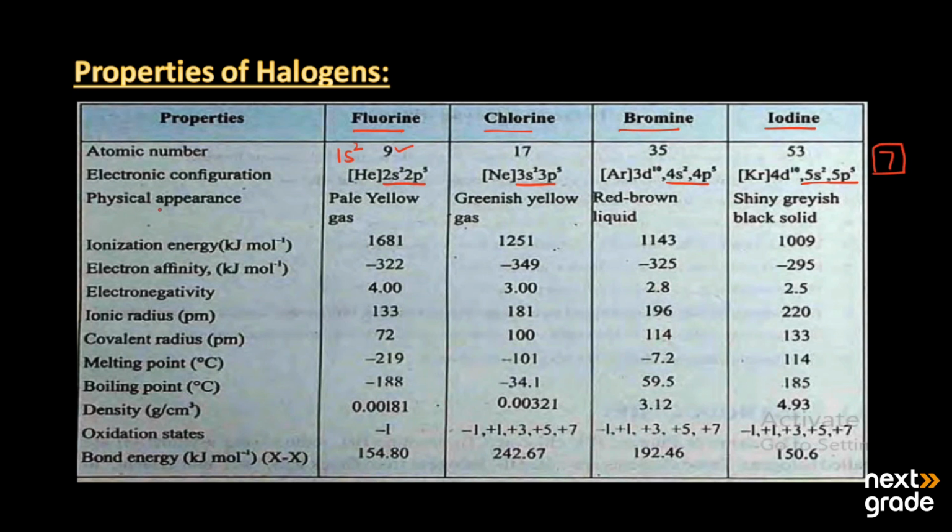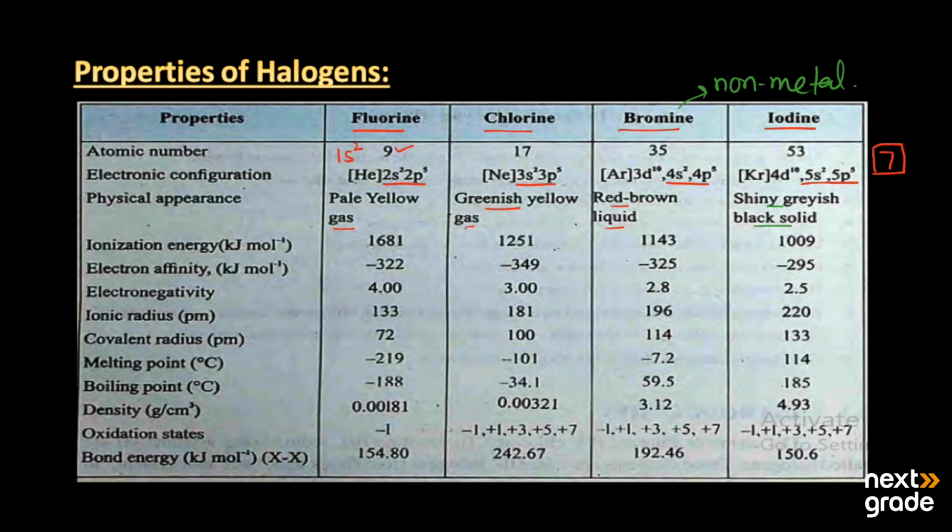As for the physical state or appearance, fluorine is a pale yellow gas. Chlorine is also a greenish yellow gas. Bromine is a red brown liquid. It is the only non-metal that is present in the liquid state. And iodine is a shiny grayish black solid.